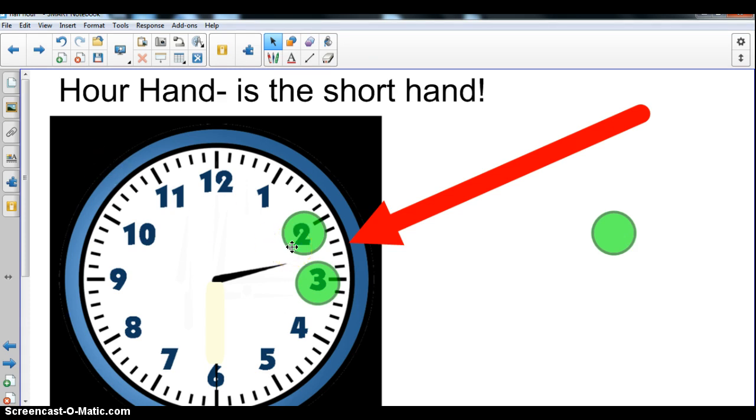Well, most of the time, except for when it's between the 12 and the 1, we're always going to say the smaller number because a clock travels this way, and since it's past the 2, 2 is the smaller number, and we're going to say 2 for the hour. 2 is smaller than 3. So let's try another one.